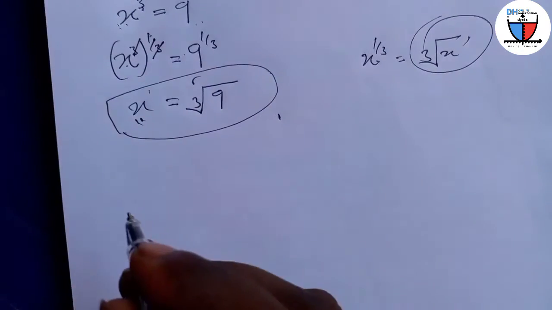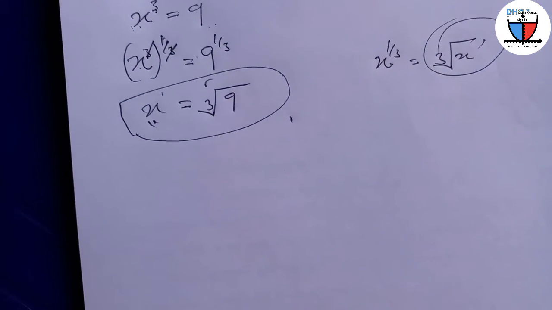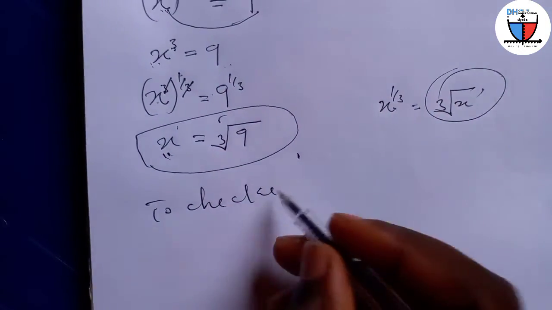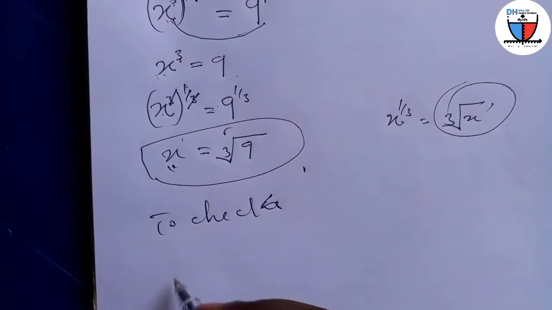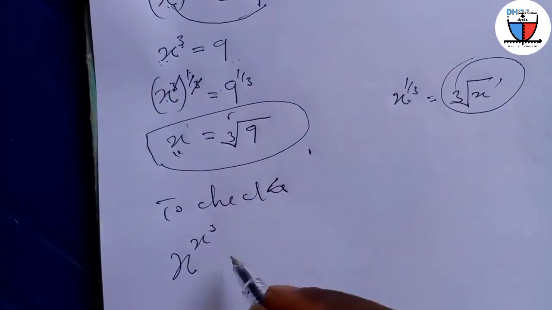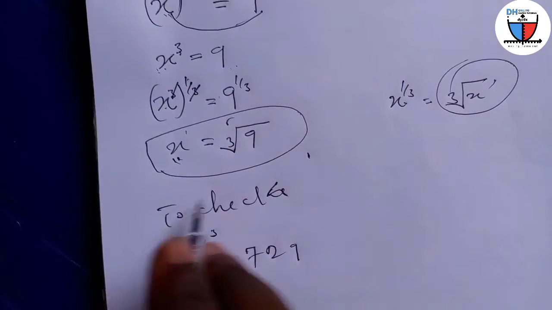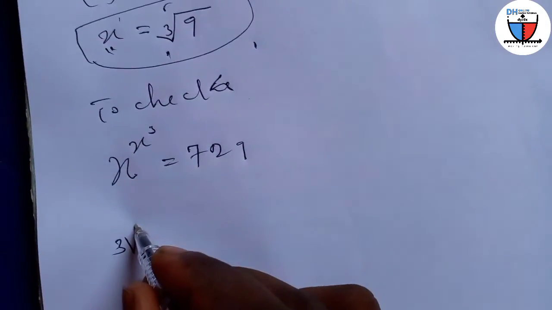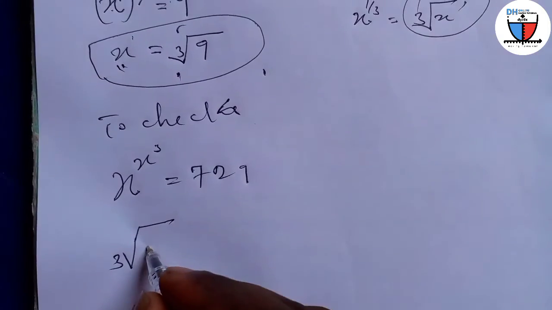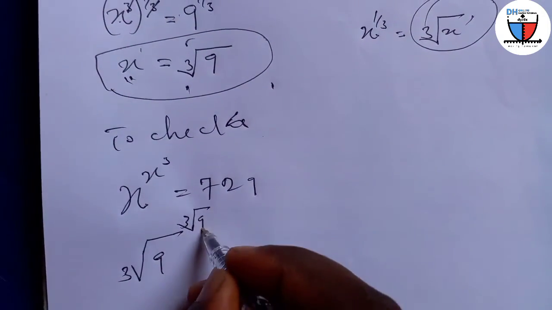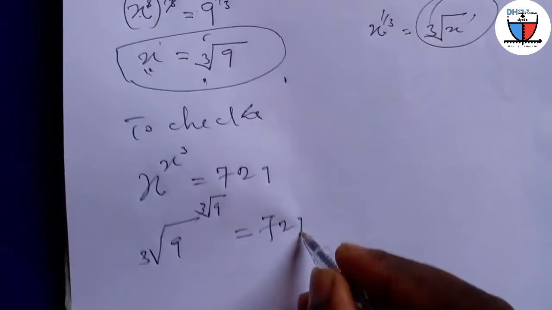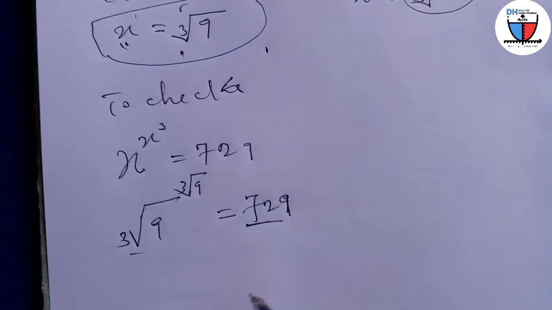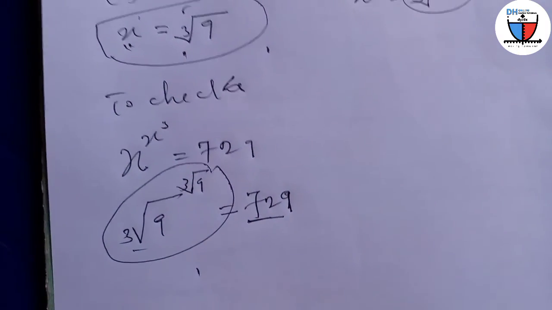Now to check if your workings are correct or not, you bring down your equation, x to the power of s cubed equal to 7 to 9. Then input wherever you see x, the cube root of 9. Do the same thing again. If you use your calculator to check this, it will equally give you 7 to 9. So that's just how to solve this kind of question.